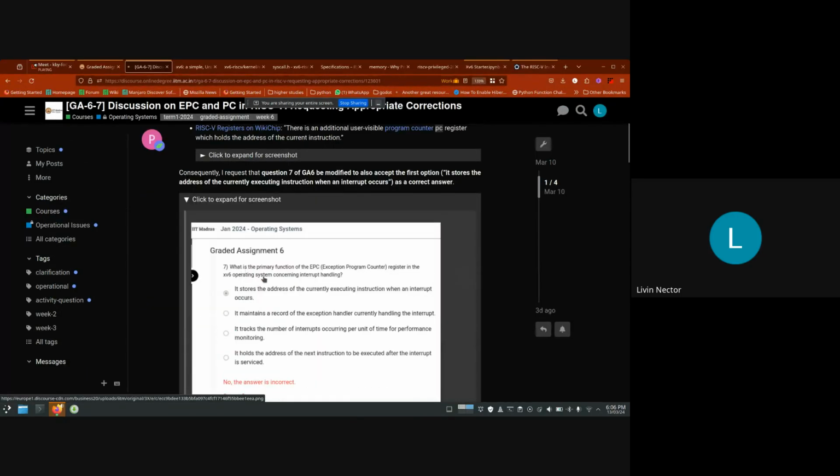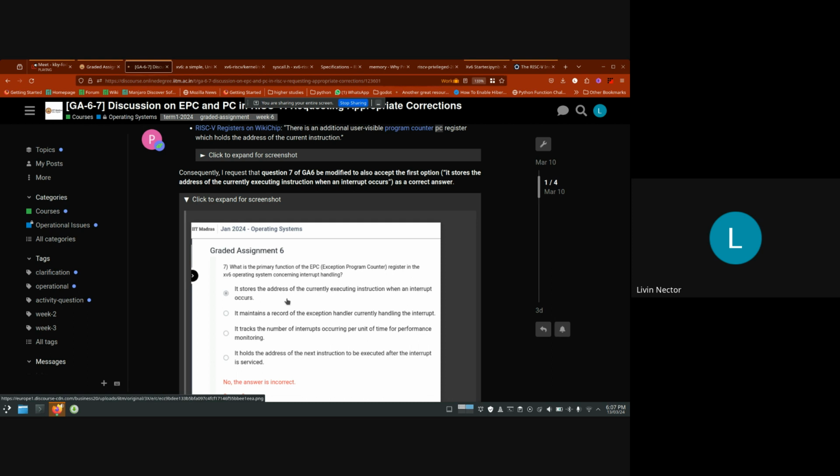So the question asks what's the primary function of the EPC register, but the question was meant to ask the EPC of the trap frame, not the register. So the EPC of the trap frame stores the address of the currently executing function when the interrupt occurs. So when an interrupt occurs, the EPC of the trap frame will store the current instruction there, in the trap frame.